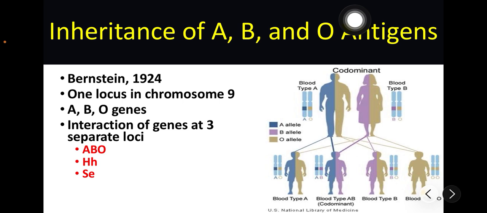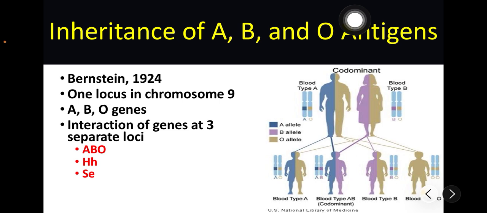These genes are located at a specific position or locus on chromosome 9. So the three main alleles are A, B, and O. These interact in three distinct ways. Let's just review your blood bank genetics.